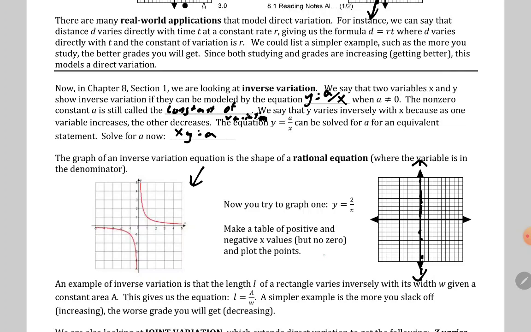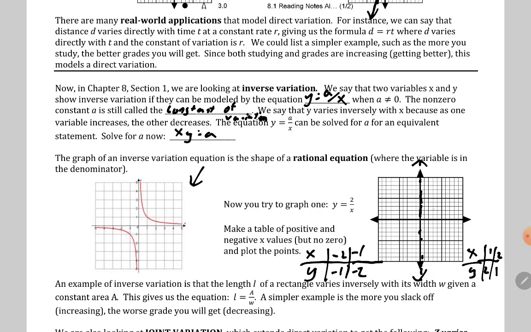And then we're just going to make a table. Let's have 2 to the left of 0 and 2 to the right. So -2, -1. And then, I guess over here, since I don't have any space, 1 and 2. So if I plug -2 in the equation, I get -1. Plug in -1 in the equation, I get -2. If I plug in 1 in the equation, I get 2. Plug in 2, I get 1.